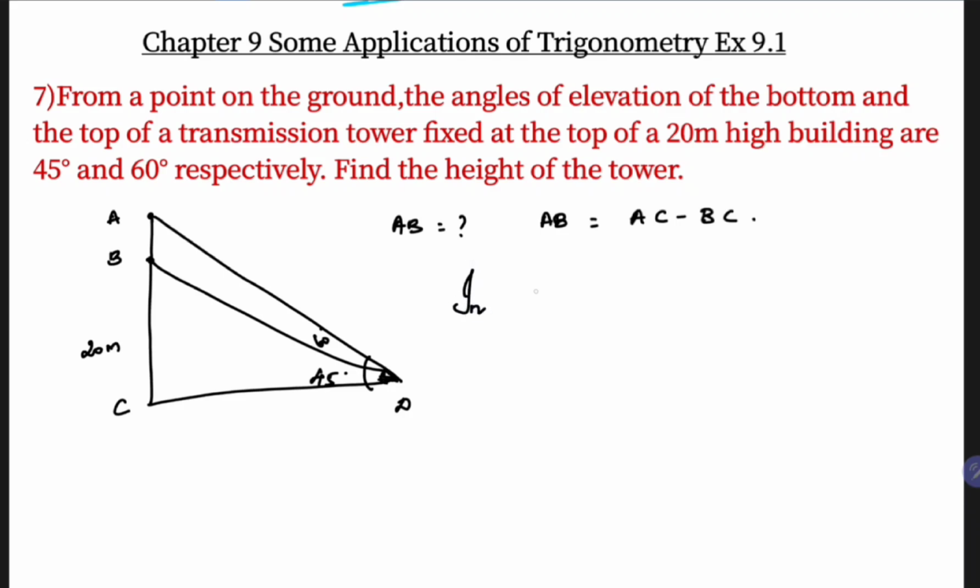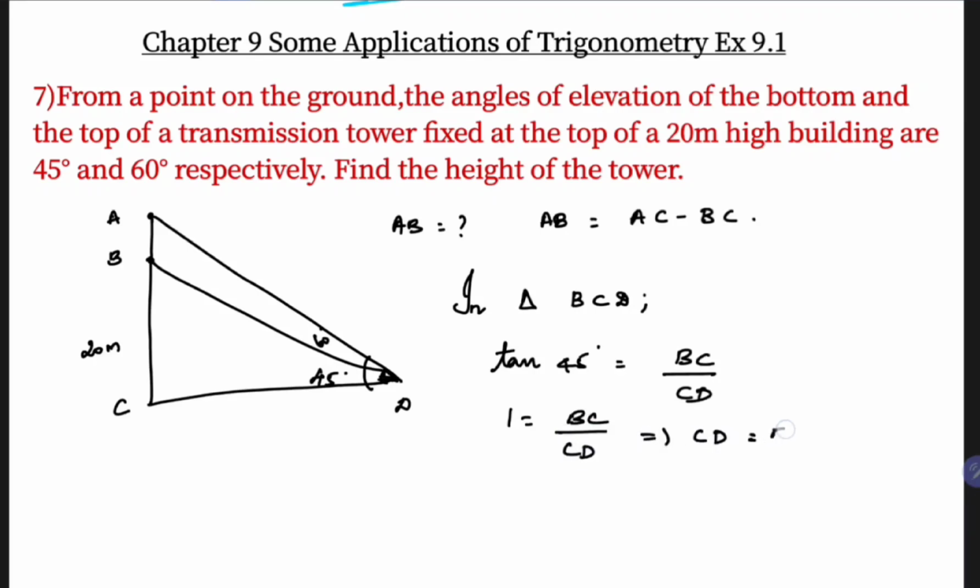Let us consider triangle BCD. We know tan 45 is opposite by adjacent, that is BC by CD. 1 is equal to BC by CD, which gives us CD is equal to BC, which is equal to 20 meters.